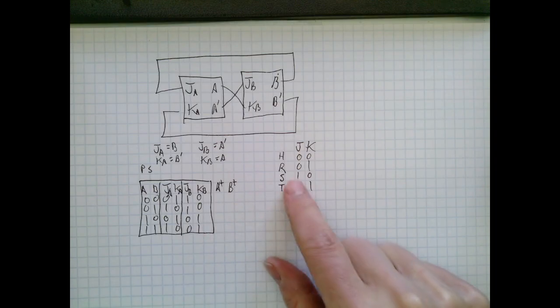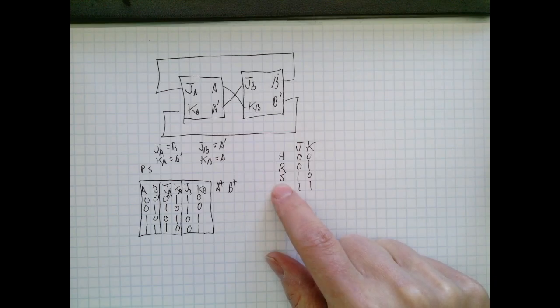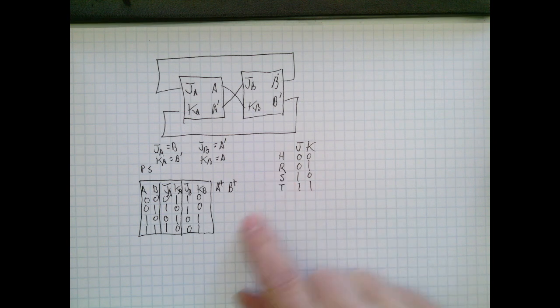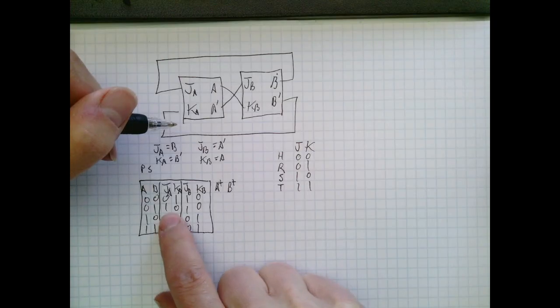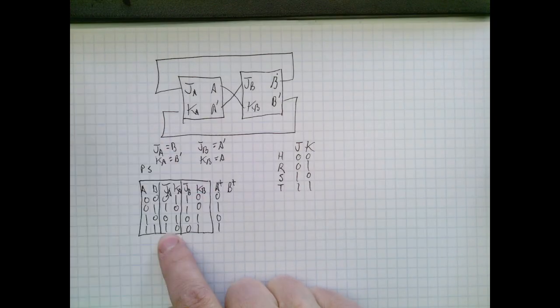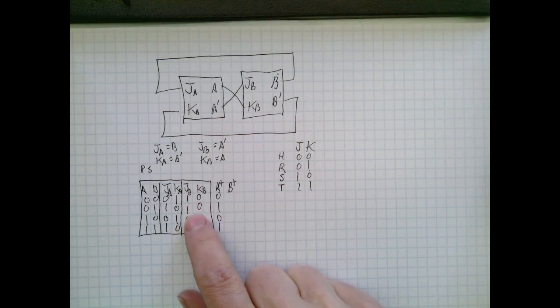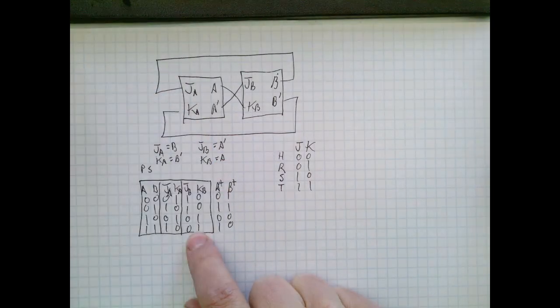If it's a reset, the next state is going to be a 0. If it's a set, the next state's going to be a 1. That's all I know. Set means make it a 1. Reset means make it a 0. So this is going to be 0, 1, 0, 1. And this one says 1, 1, 0, 0. So I write that down, because that's all I know.